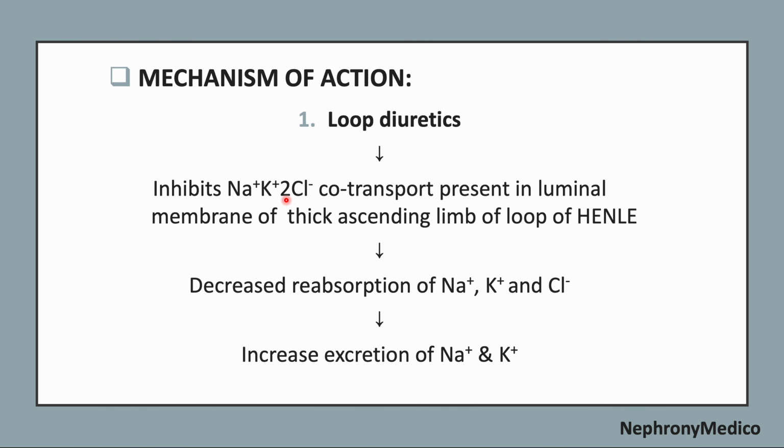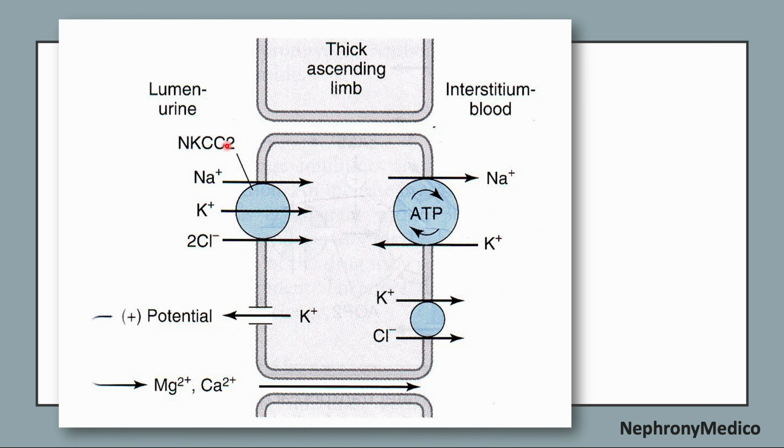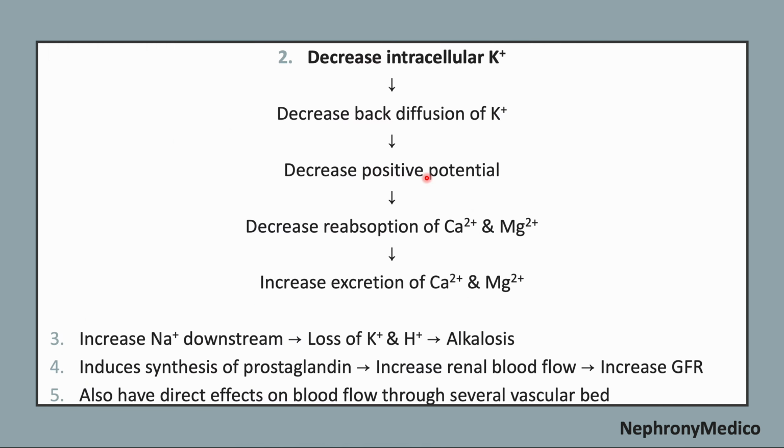It inhibits sodium-potassium-2 chloride co-transport present in the luminal membrane of the thick ascending limb of the loop of Henle. There is decreased reabsorption of sodium, potassium, and chloride, and it increases the excretion of sodium and potassium. This is a picture showing the mechanism of action of loop diuretics.